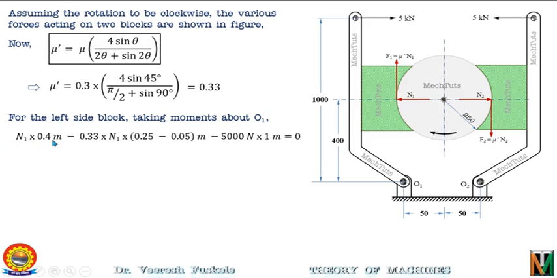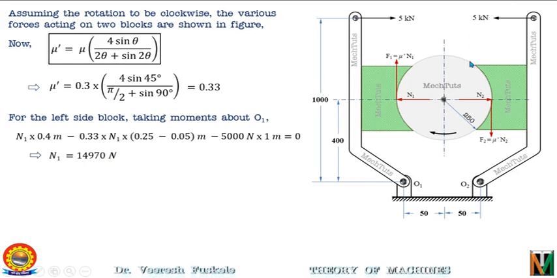So this is the equation of moment taken about point O1. N1 into 0.4 meter minus F1. F1 is nothing but mu dash N1, so mu dash is 0.33, and N1 into the distance. We have just discussed the distance will be 250 mm minus 50 mm, that is 0.25 meter minus 0.05 meter. And also minus 5 kilonewton is there, so we have converted it to Newton, 5000 Newton into 1 meter. So from here we can calculate the value of N1. So N1 we have calculated as 14970 Newton.